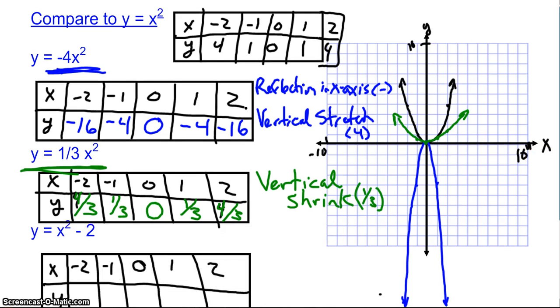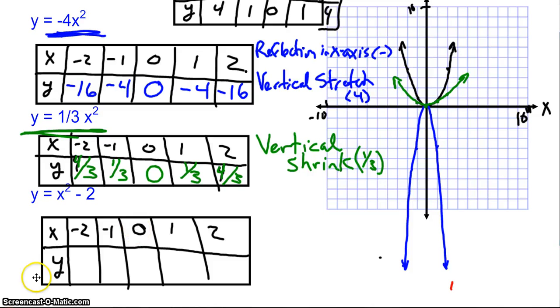Pause the video and try it. Come back and look at what we have. Okay, so there's the values we get when we plug in these numbers for this equation. I'm using purple to graph this on the same graph. So we plug in 0 and we get negative 2. We plug in 1 and we get negative 1. We plug in 2 and we get 2. This is a lot for one graph, isn't it? We plug in negative 2 and we get 2. So I hope you can see this.